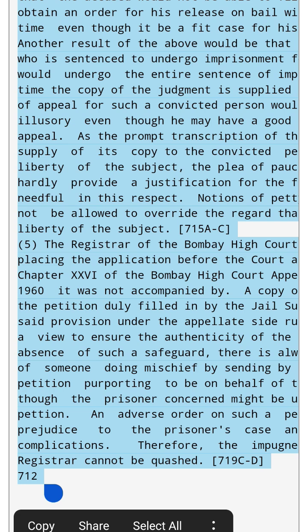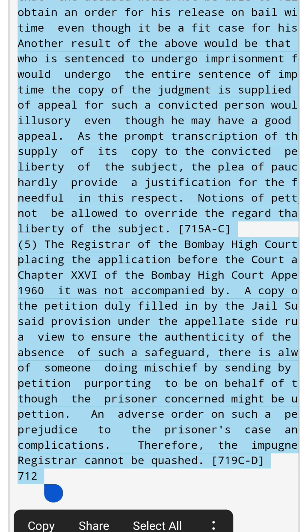Purpose of the code. The main goal of the CRPC is to make sure everyone gets a fair trial. This means the accused person, the person being blamed, gets a chance to defend themselves properly. The truth comes out through a fair and orderly process. Imagine a referee in a sport. They're there to make sure everyone plays fairly. The CRPC acts like a referee for the courts.